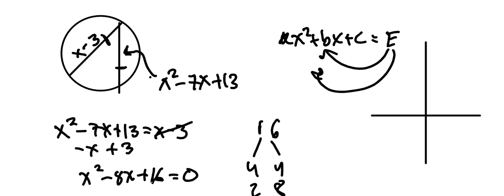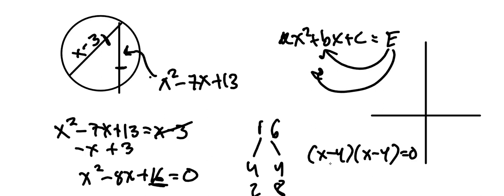So 2 and 8, can't really make 8 with that. 8 minus 2 is 6. 8 plus 2 is 10. Not really any room there. But with 4 and 4, negative 4 and negative 4 multiply to 16. And negative 4 plus negative 4 is negative 8. So that's our factors here. So x minus 4 times x minus 4 is equal to 0.